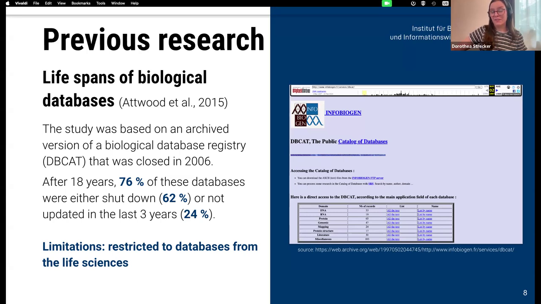And this might sound very shocking, but I will give some context on that later on. This approach can be considered very successful at determining the scale of the issue of repository shutdown, but only for the life sciences. And it's unclear to what extent the results of this study can be transferred to other disciplines or repository types.